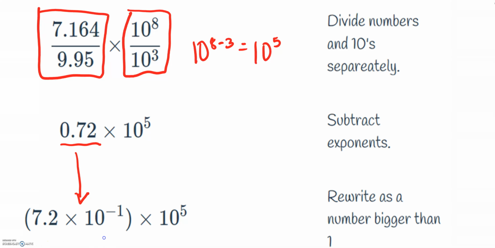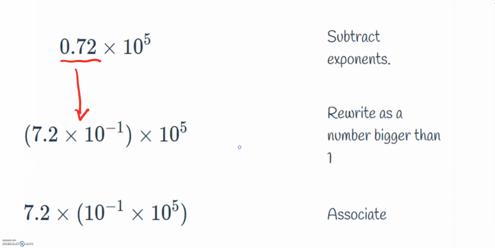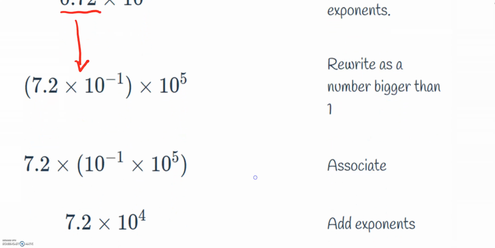Another way to think about it: first we're writing this as scientific notation. Then we're going to multiply the 10 to the negative first times the 10 to the 5th. So we end up adding our exponents to get 10 to the 4th. So 10 to the negative first plus 5 will give us 10 to the 4th.